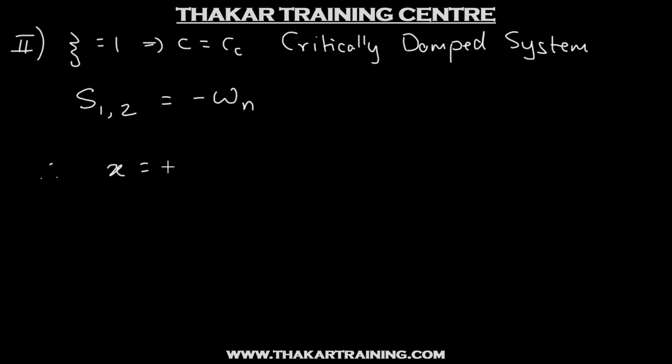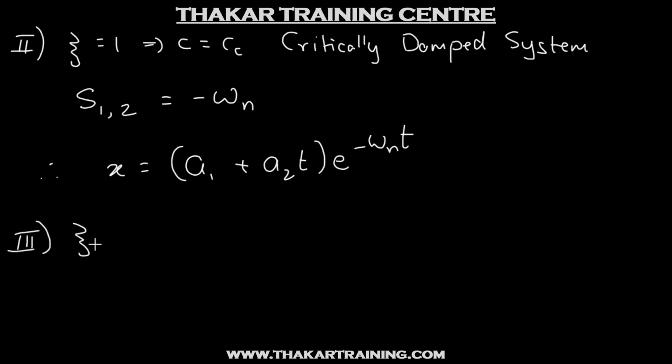And then the solution type will be a1 plus a2t, e raised to minus omega n t. Alright, or that is e raised to st we write, so that is minus omega n t. So this is the solution when you have a critically damped system, that is zeta equal to 1. Then comes the third case, when zeta is less than 1, that is c is less than cc, and we call it an underdamped system.